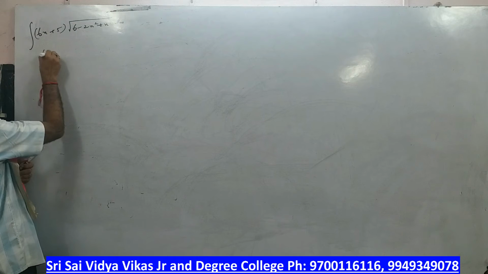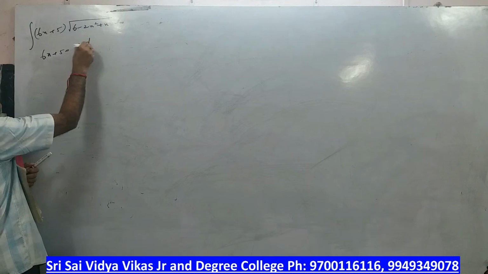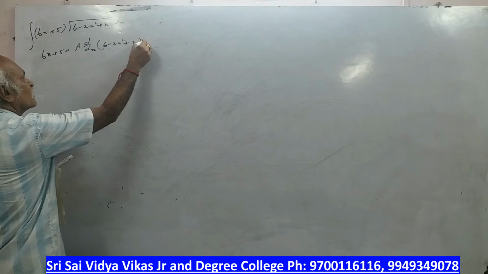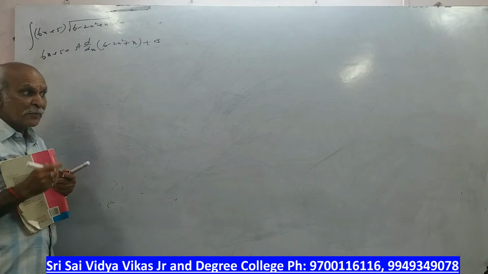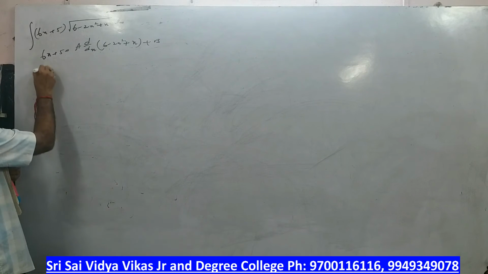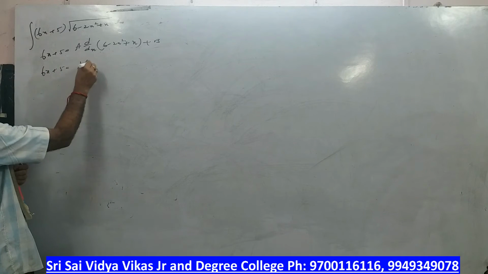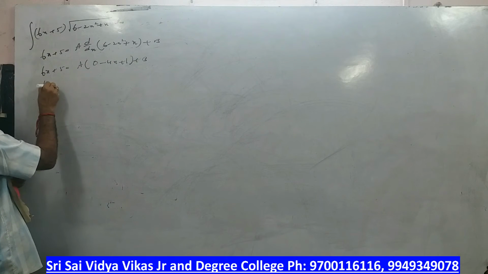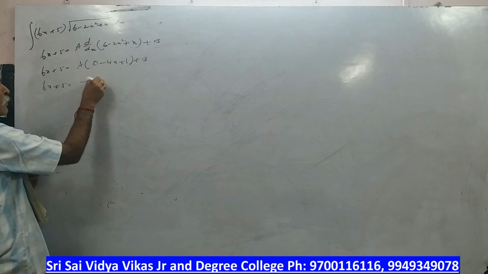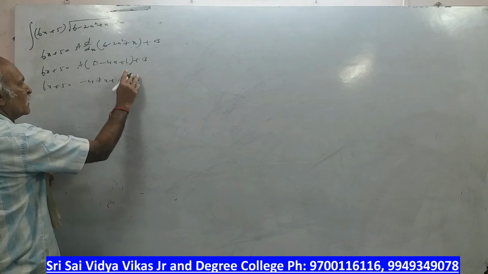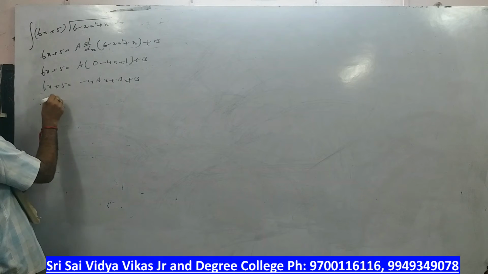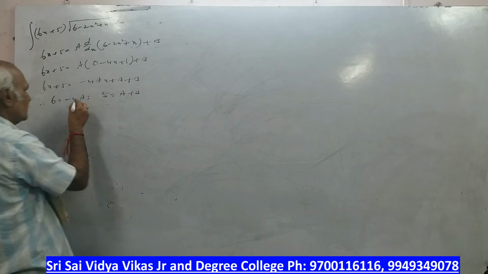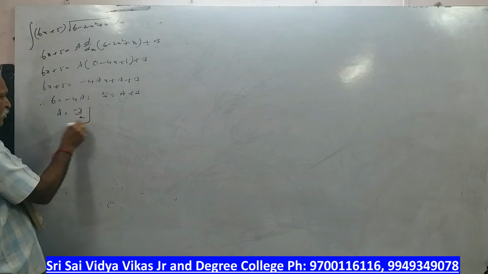Again, what I am writing? 6x plus 5 is equal to a into dy dx of 6x minus 2x square plus x plus b. Okay, here it is not trigonometry, algebra is there, so you are right. Therefore, 6x plus 5 is equal to 0 minus 4x plus 1 plus b. So 6x plus 5 is equal to minus 4ax plus a plus b. Therefore, 6 is equal to minus 4a, 5 is equal to a plus b. From this, a is equal to what, sir? Minus 3 by 2.